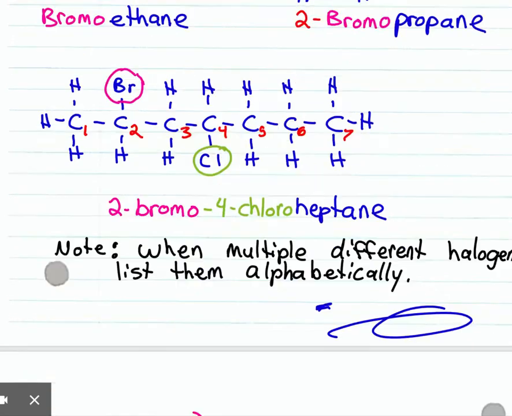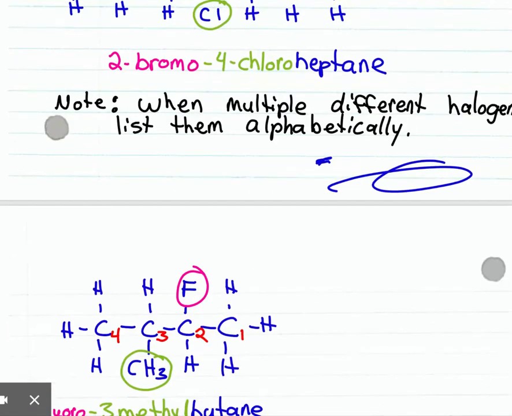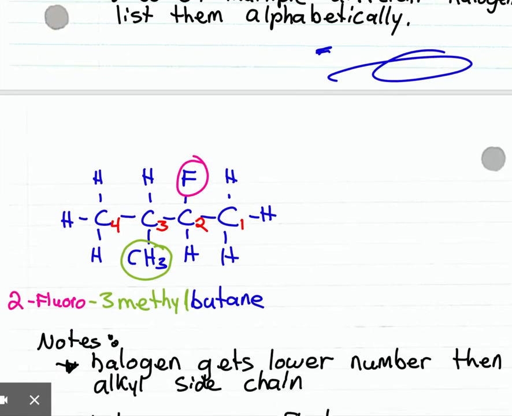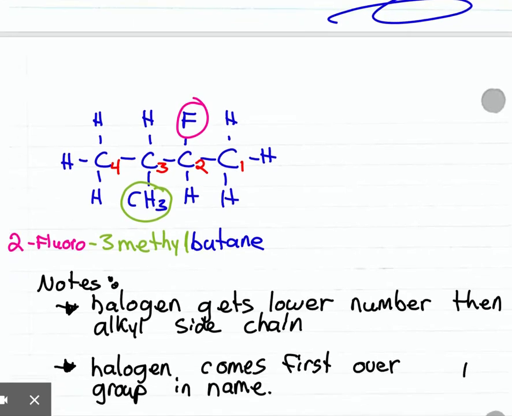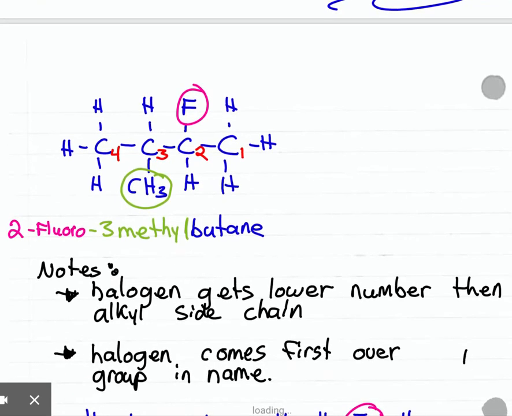Okay. All right. So you can also have examples where you have a halogen and an alkyl group bonded. The rules for when you have a halogen and an alkyl group is that the halogen gets the lower number and the halogen comes first over the alkyl group in the name.